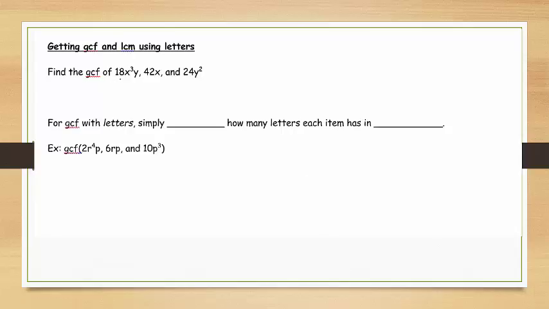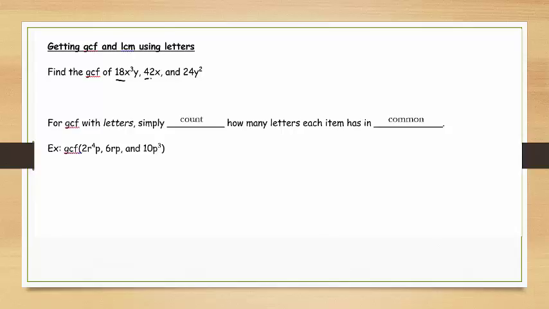When it comes to GCF regarding letters, all you're going to do is count how many letters each item has in common. So if each group has one X, then you just write one X in your answer. If they all have two X's in common, you write 2X and so on.